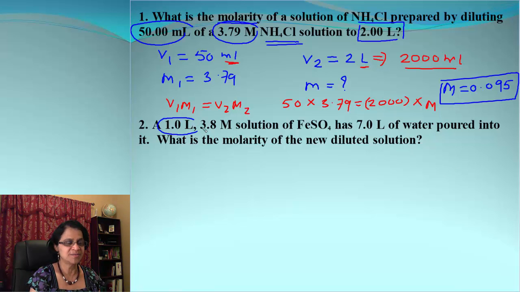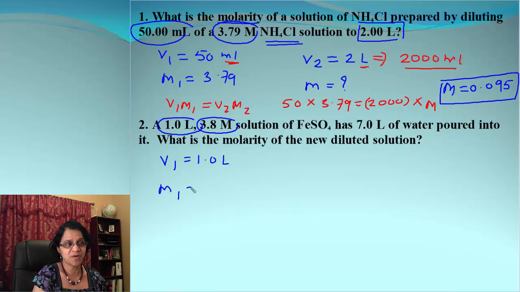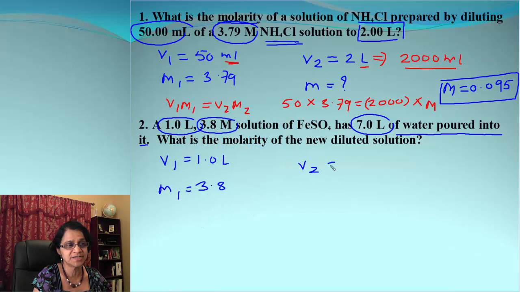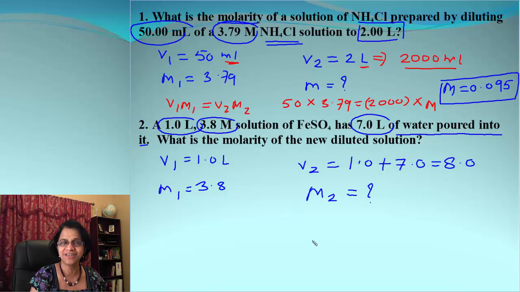All right, let's work on one more problem for practice. So there comes the first volume and molarity. Let's list that. V1 is 1.0 liter. M1, the first molarity, is 3.8. And then the final one, look carefully at what it says. It says 7.0 liters of water is poured into it. So V2 is not actually 7. It is what we have initially, 1.0, plus the new 7.0 liters which we poured in. So that makes it 8.0. And the new molarity is something which we need to find out.